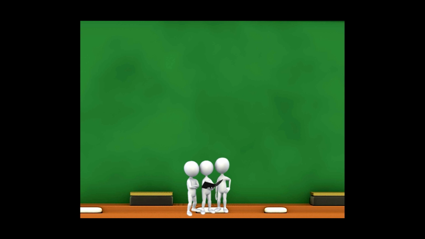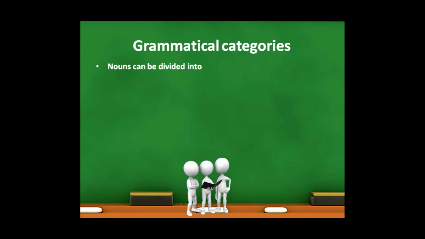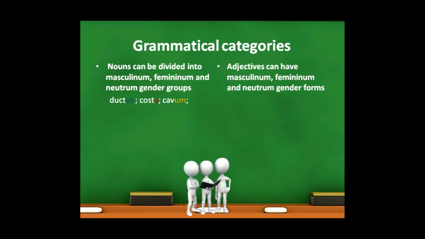Grammatical categories. Let's compare. Latin nouns can be divided into masculinum, femininum, and neutrum gender groups. Example: ductus, us, masculinum group; costa, a, femininum group; and cavum, neutrum group. Latin adjective can have masculinum, femininum, and neutrum gender forms. Example: longus, us, masculinum form; longa, a, femininum form; longum, neutrum form.